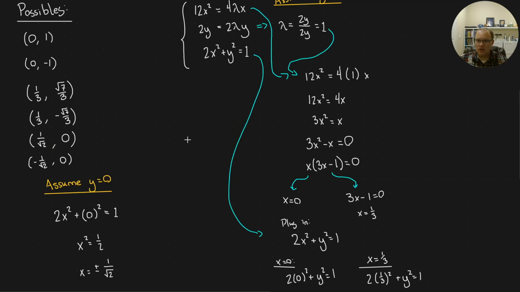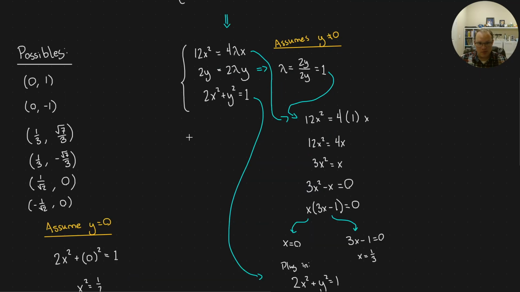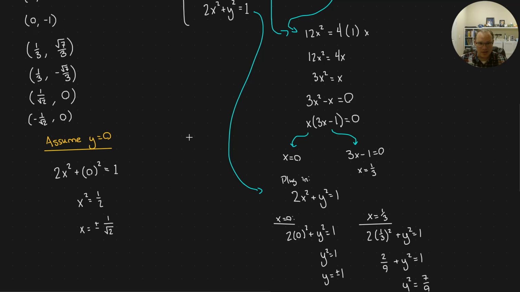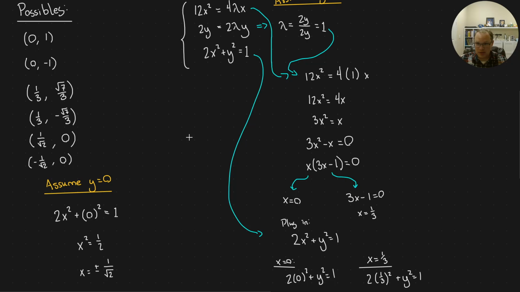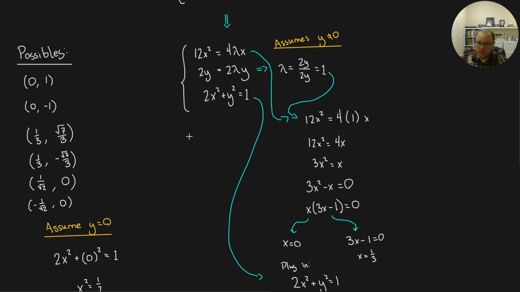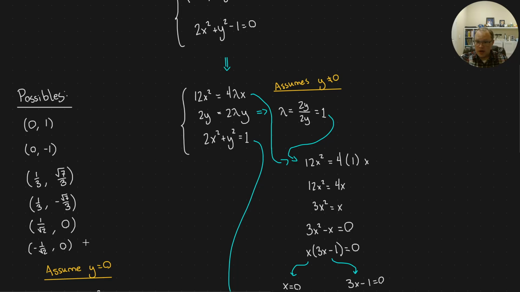And now we've considered every possibility. We've looked at where y is 0, where y isn't 0, and we found every possible solution in every possible instance. So now that we know where to look, let's plug it into our function and see where we have our maximum value and where we have our minimum value.